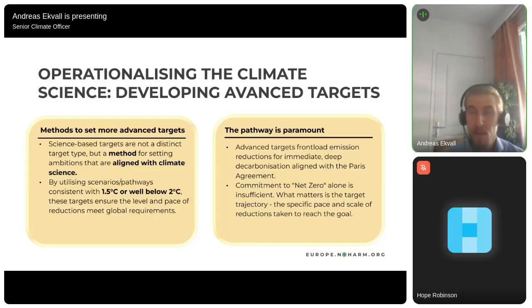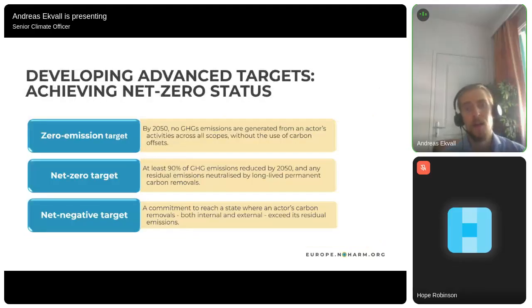Importantly, simply making a public commitment to reach net zero by a far-off date is no longer sufficient. What truly matters is your mitigation pathways, or rather target trajectory. The specific year-over-year pace and scale of emission reductions that you take to reach a net zero status. This leads us to what a net zero status actually entails.